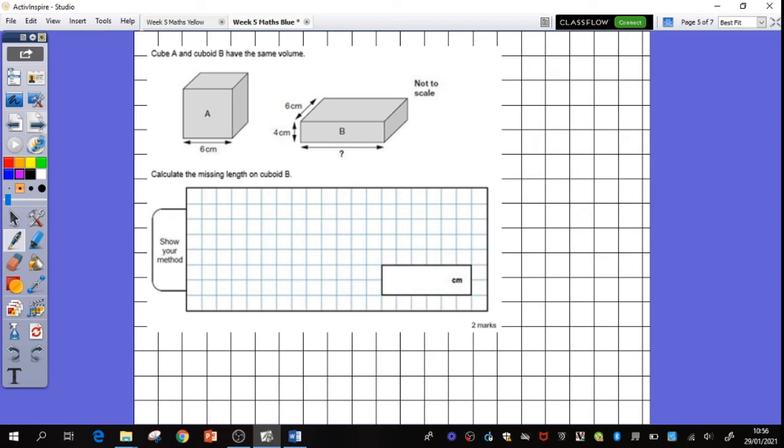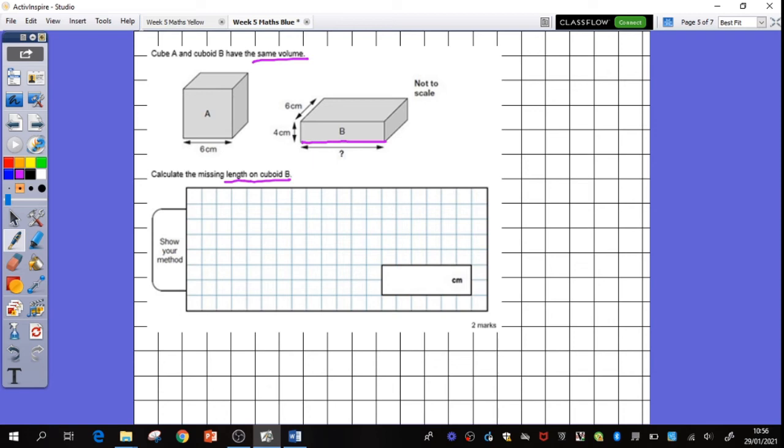Right, task 2 then. We're going to now move on to solving some problems. Cube A and cuboid B have the same volume. That is crucial. Here is my cube A with its base of 6 labelled, and here is my cuboid B with its height of 4 and its depth of 6. Calculate the missing length on cuboid B. So I'm trying to calculate that missing length there. That's the one with the question mark on.